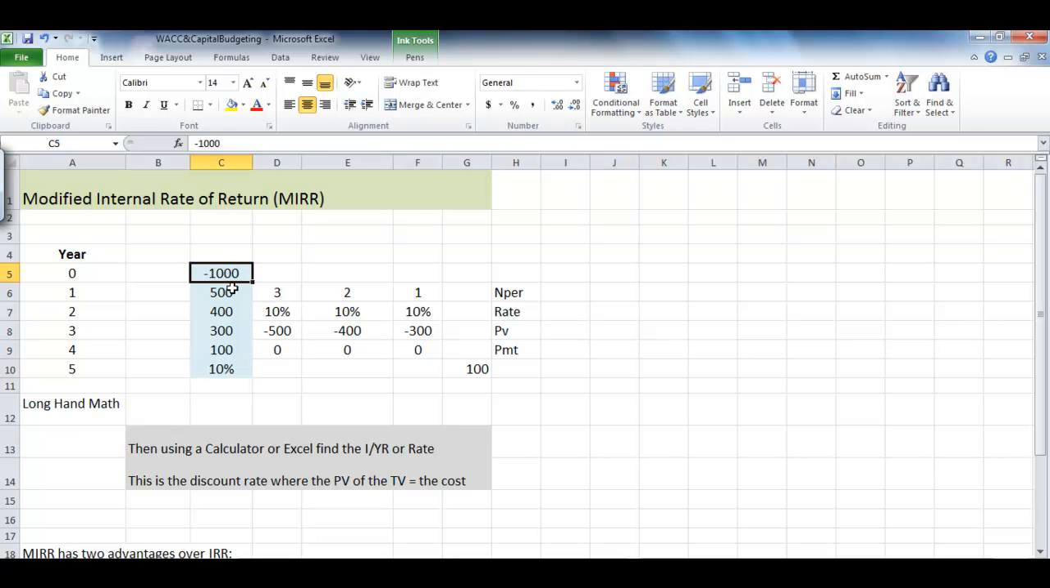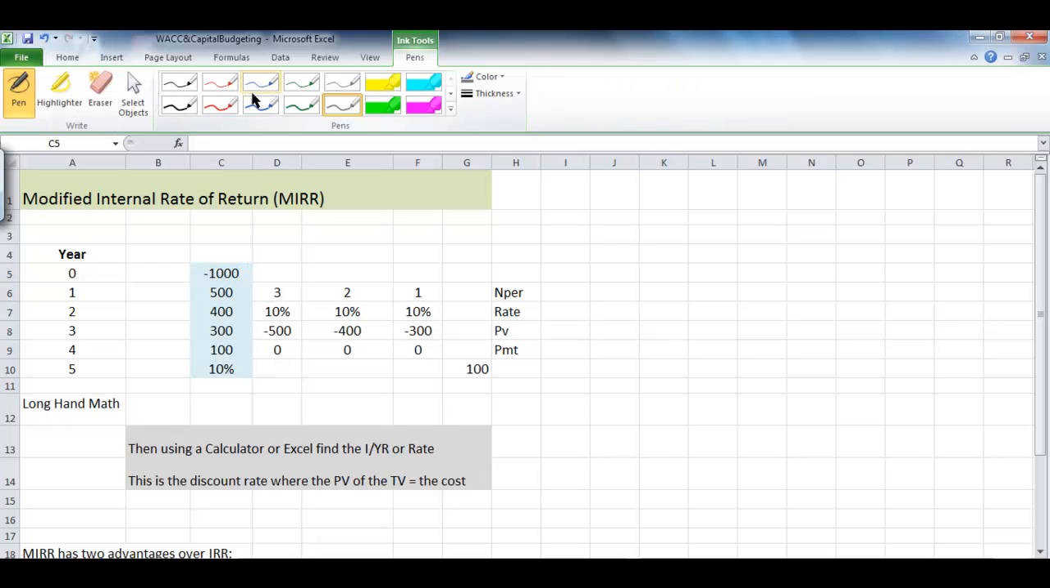The modified internal rate of return is a little bit more difficult to calculate. The first thing I have to do is find out what the future value of these cash flows is worth, or in essence, at 10%, what is it? Let's take a look. We've got 500 here, 400 here, 300 here, and 100 here, and we're saying we're spending $1,000 for this.